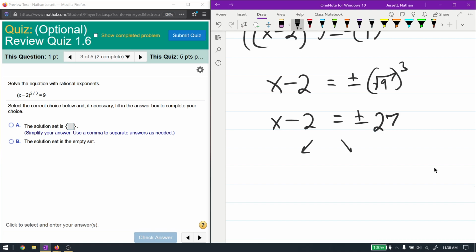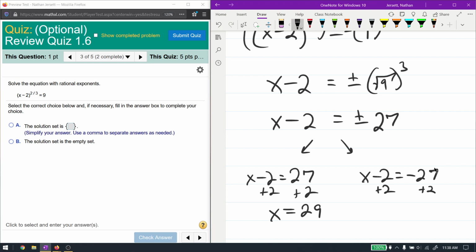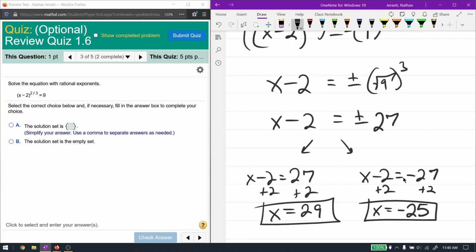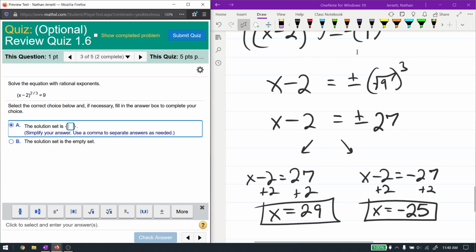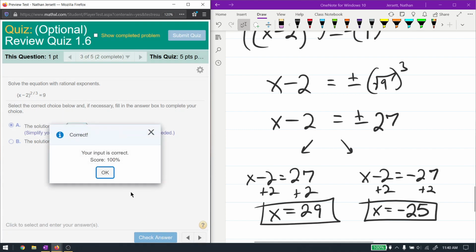Now I can split this up into 2 equations. x minus 2 equals 27, and x minus 2 equals negative 27. Doing the same thing on both gives me x equal to 29 and x equal to negative 25. So there are our 2 solutions. Plug those things in. See if we get 29 and negative 25. And those are correct.